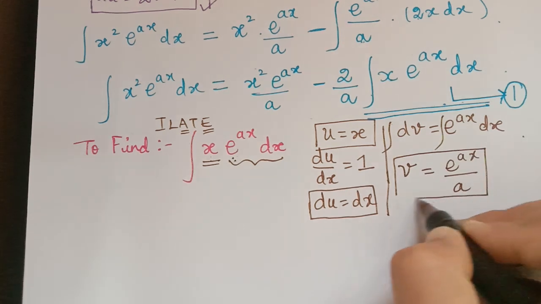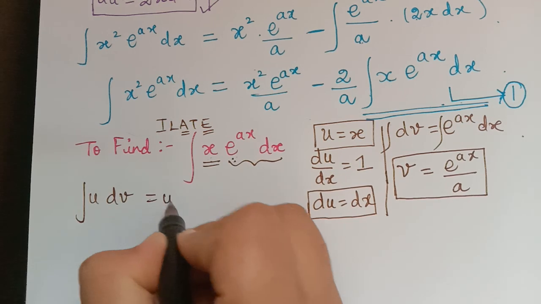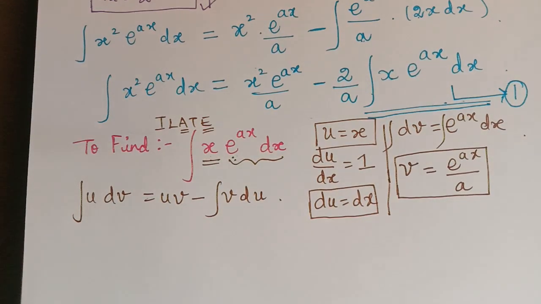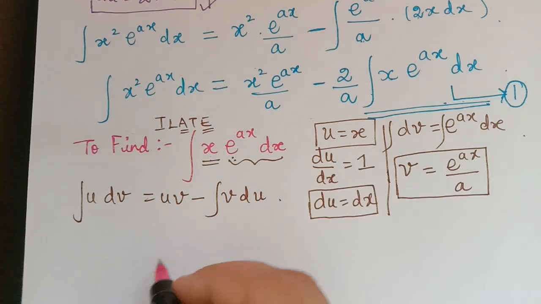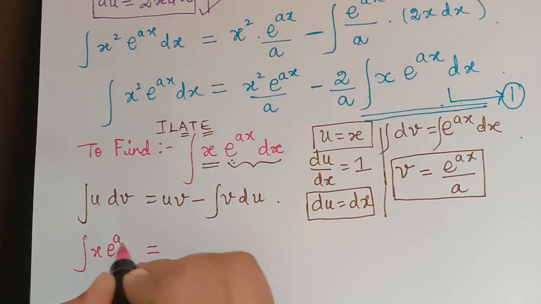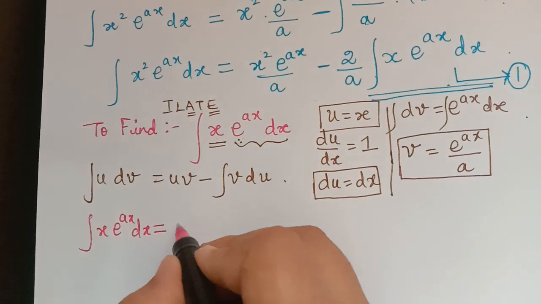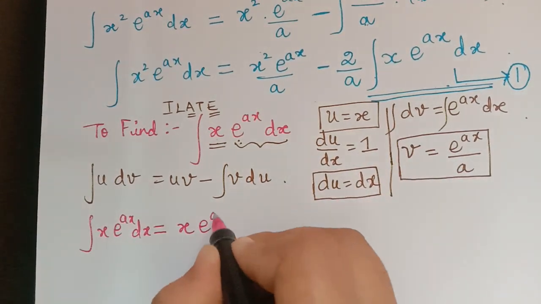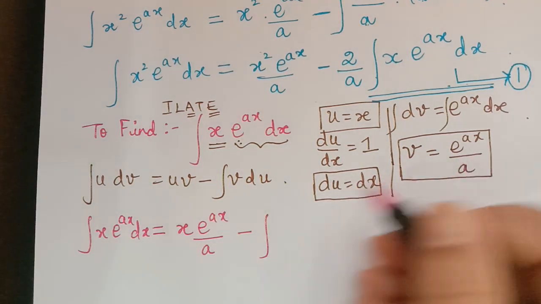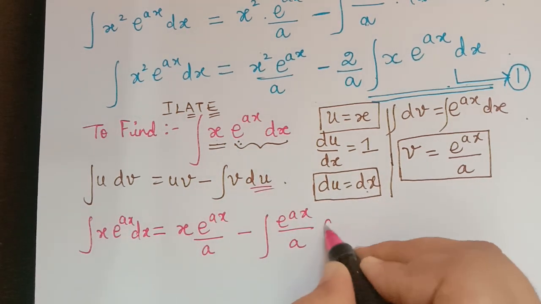So this is v. Now again we have to use the formula integral u dv is equal to uv minus integral v du. So let us see that now. We have to take this and substitute. So this will be equal to x e power ax dx. So uv, so what is u? U is x multiplied with v is e power ax divided by a, minus integral v is e power ax divided by a, and du is dx.